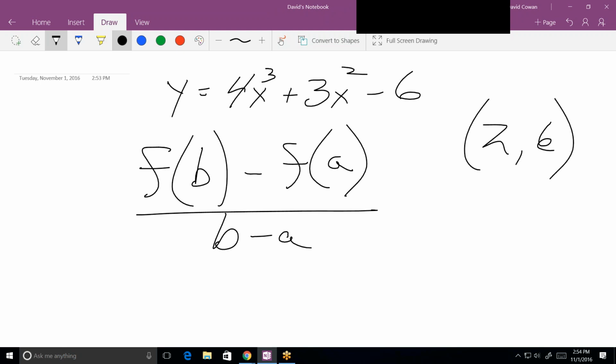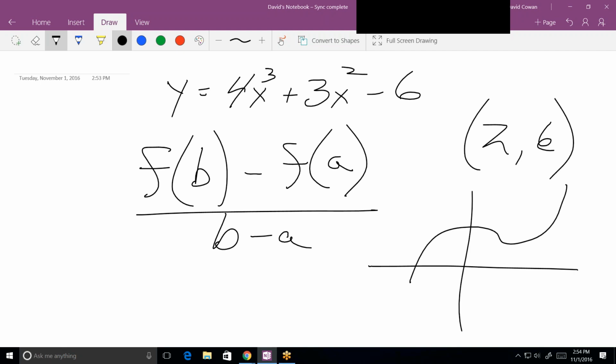Whatever this function looks like, that's a cubic, so it might look something like that. They want the average rate of change from 2 to 6. How are we going to get it? We're going to take the rise and divide it by the run. That's why they called it f of x instead of y. It's better notation for calculus by a lot. Notice what the rise is: f of 6 minus f of 2.